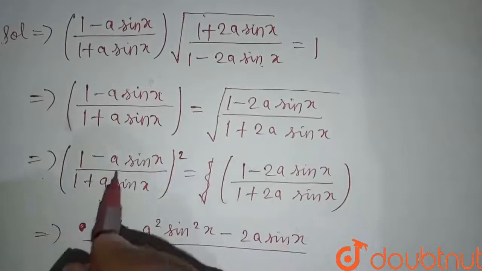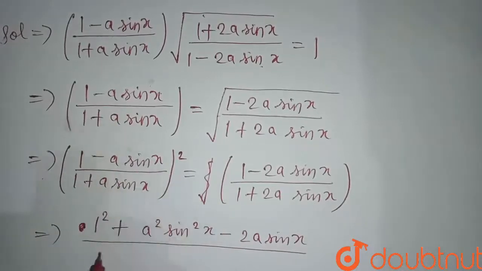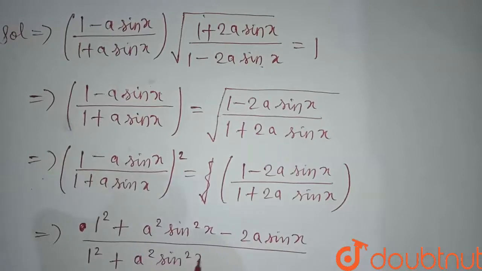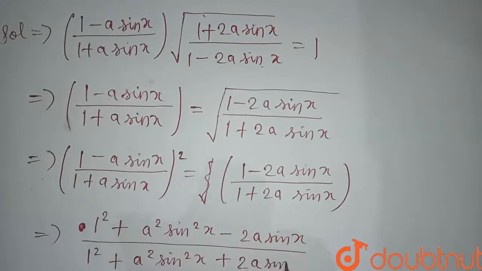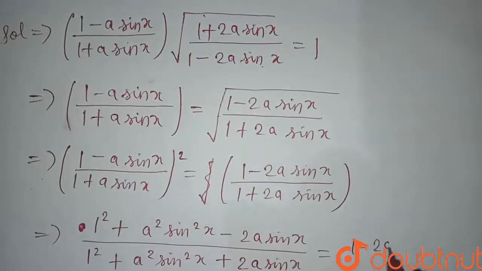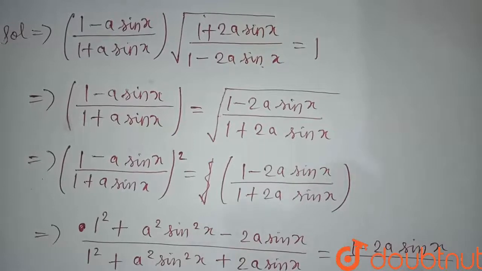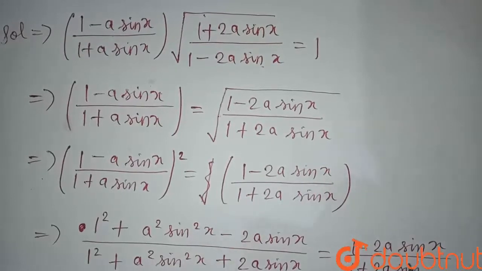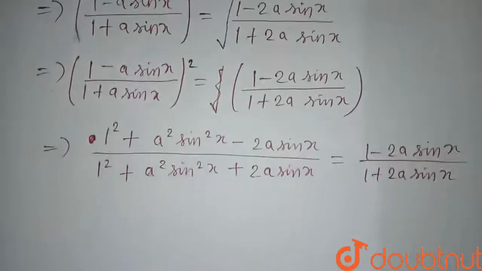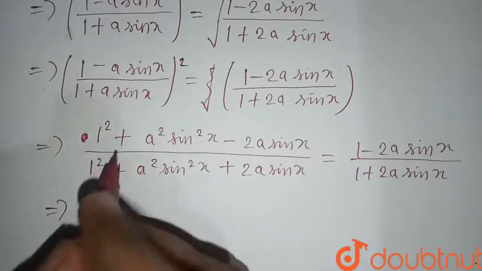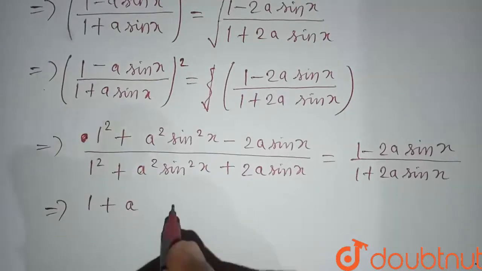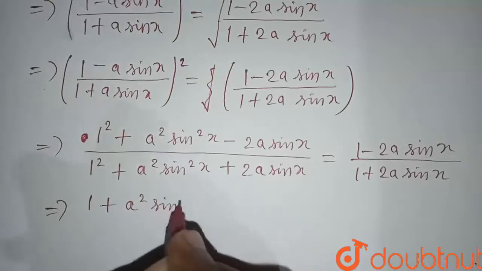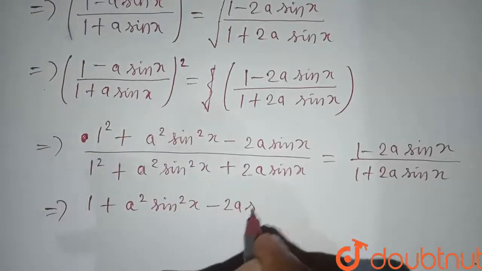In the denominator we'll apply the formula of (a plus b) whole square, so this will be 1 squared plus a squared sin squared x plus 2ab, where a is 1 and b is a sin x, and it is equal to 1 minus 2a sin x divided by 1 plus 2a sin x. Now we'll transfer this term to the other side, so this will be 1 plus a squared sin squared x minus 2a sin x.